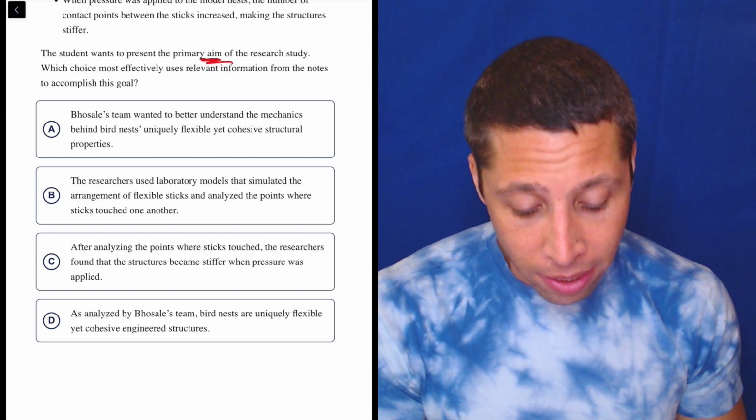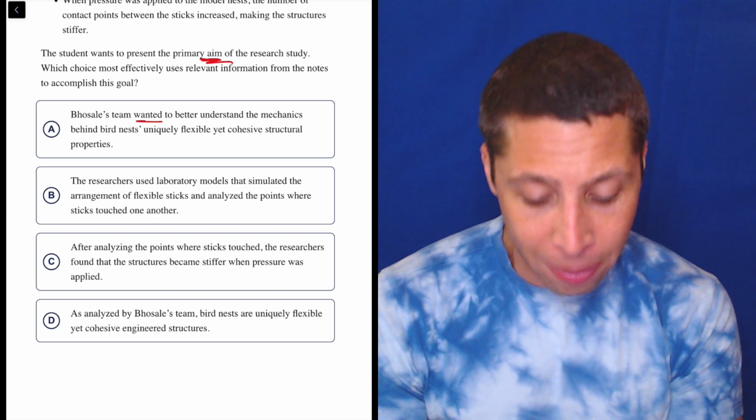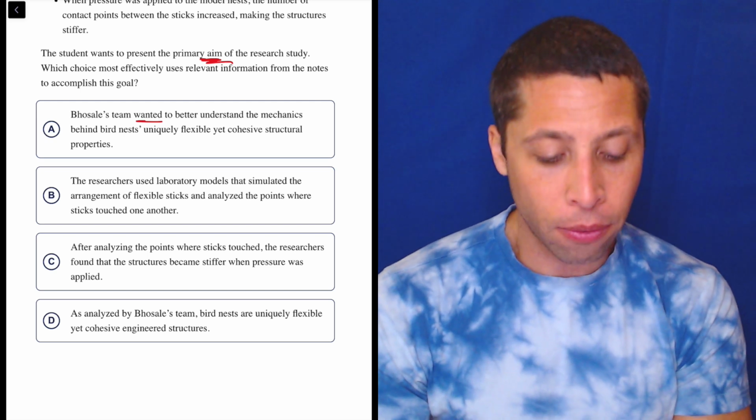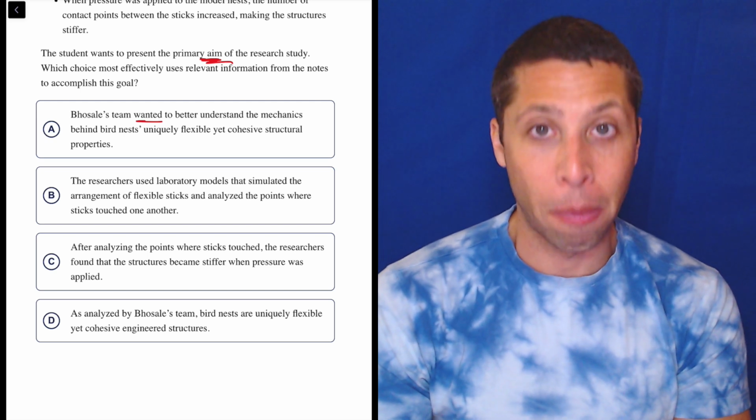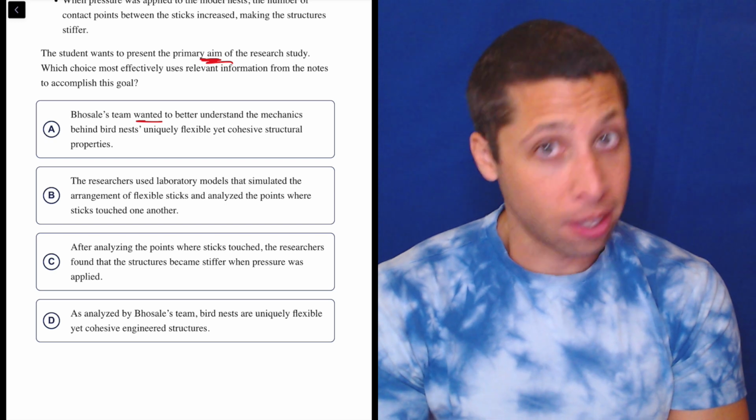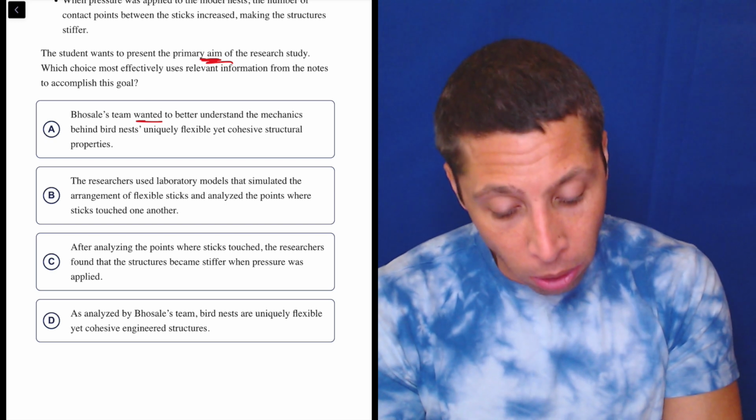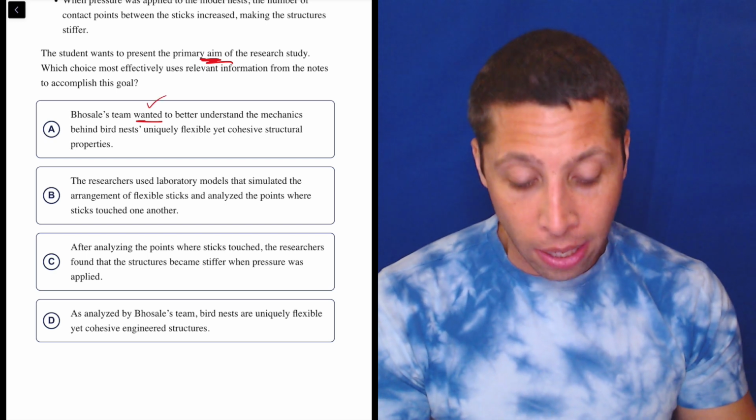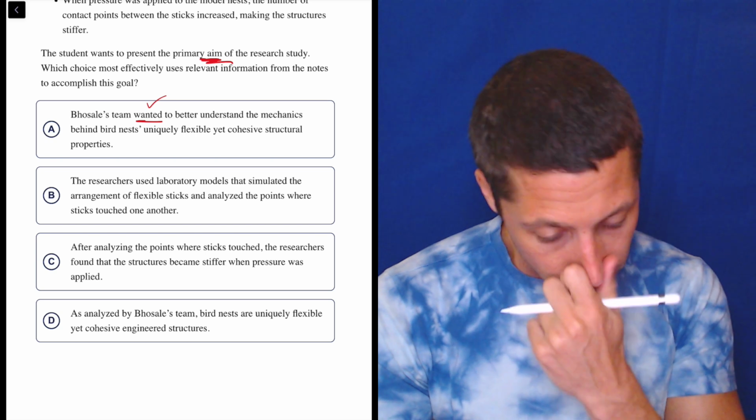Both sales team wanted to better understand the mechanics behind the bird nest's uniquely flexible yet cohesive structural properties. What they wanted sounds like what they aimed to do. So that word I really love there. That sounds like it. Let's just look at the other choices and see.